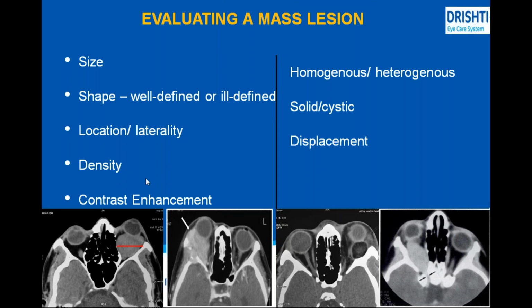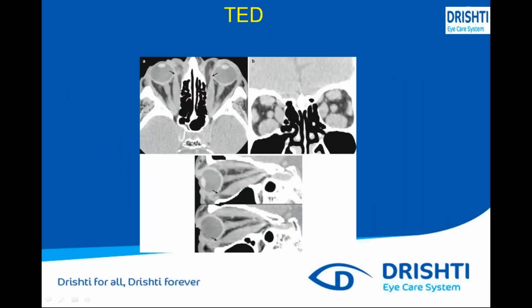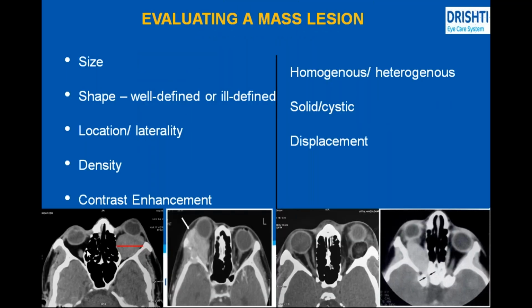In the contrast enhancement, if there is a very hard mass, similar to a bony hard mass, then you will not be able to differentiate between the bone and that mass. So in that case the contrast enhancement has to be done. So homogeneous or heterogeneous, solid or cystic, and displacement. All these things I'll be showing in this image.